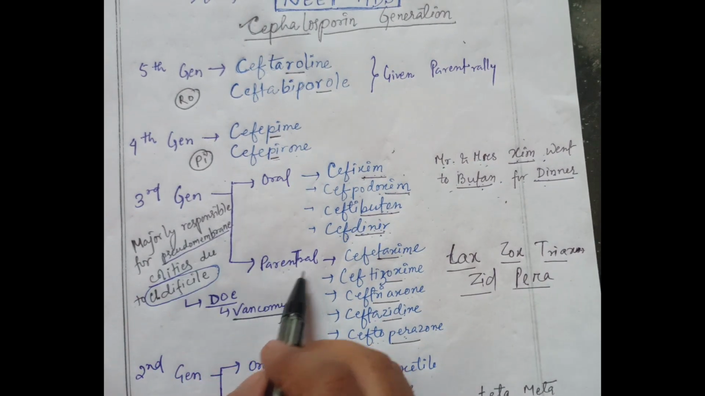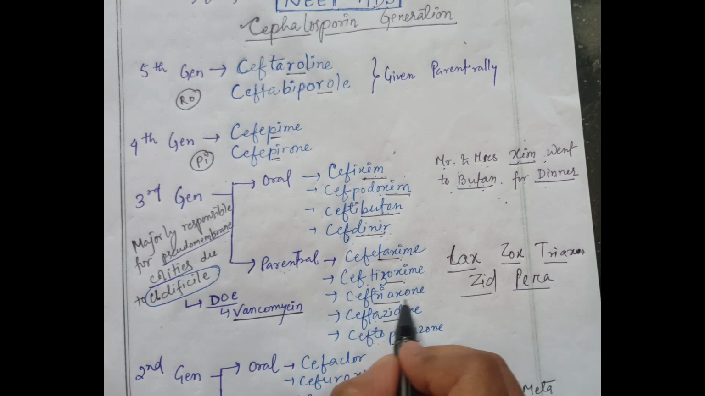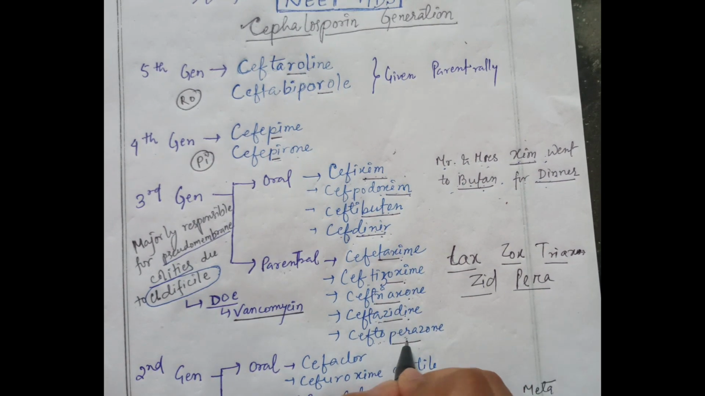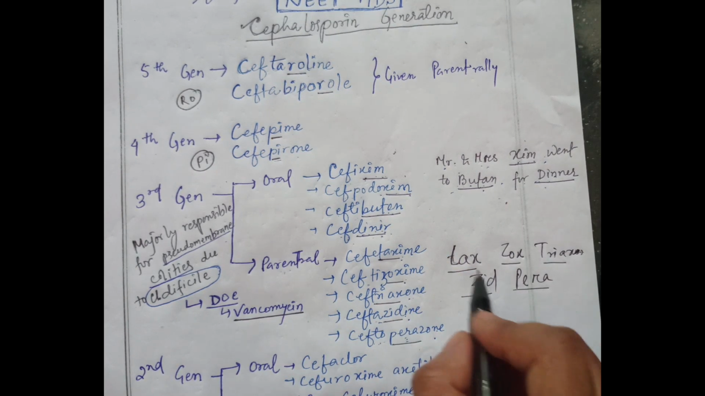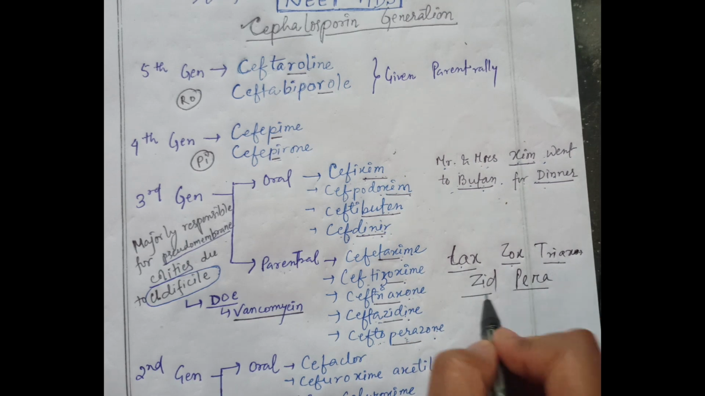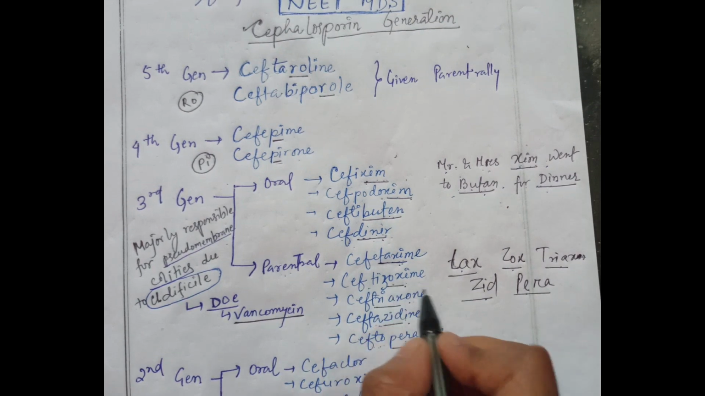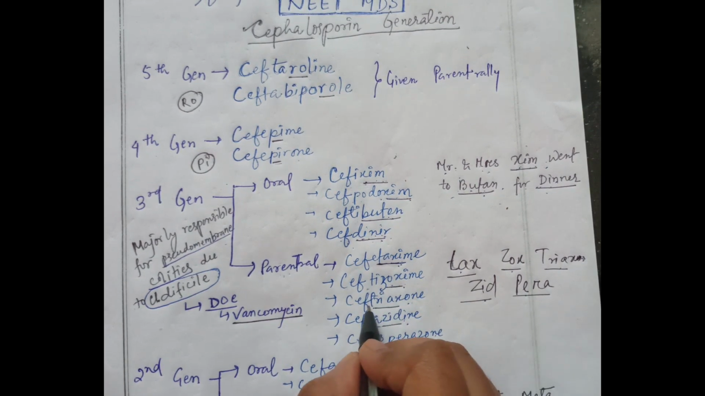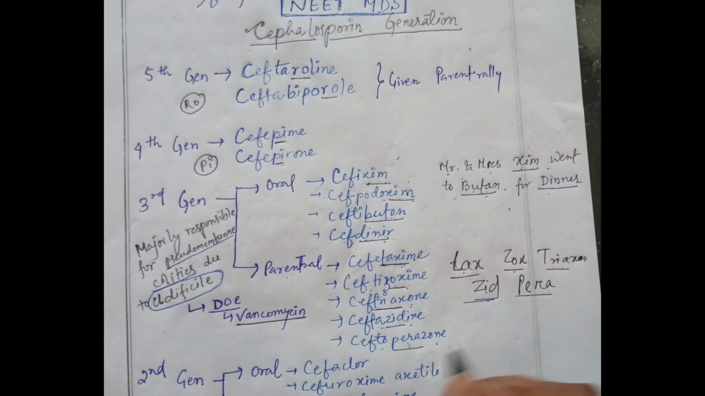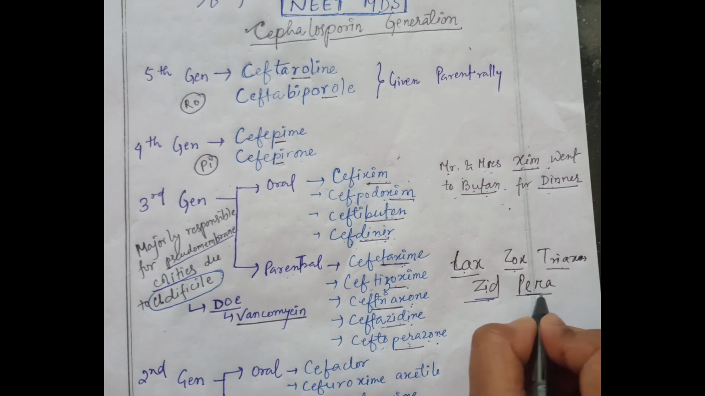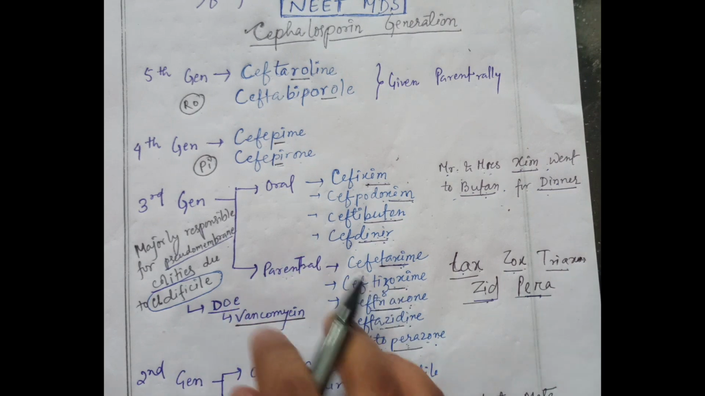Now the 3rd generation which are given parenterally: cefotaxime, ceftizoxime, ceftriaxone, ceftazidime and cefoperazone. So this seems very hard, but we'll remember in a simple way. See, tex, zox, triax, zid and para. Cefotaxime, so tex, then ceftizoxime, so zox, and then ceftriaxone, so triax, ceftazidime, zid and cefoperazone, so para. So we'll remember it: tex, zox, triax, zid and para. They are 3rd generation parenteral.